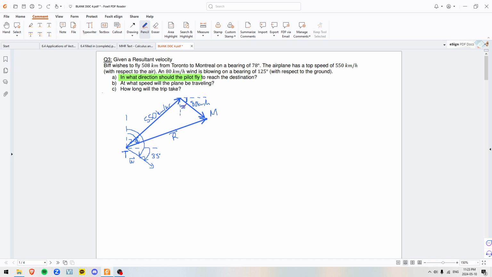Let's see, what else do I know? If this is 55, then a piece of this right corner is going to be 35 degrees, right? Another way you can say it is PLT, parallel line theorem. I know that this is going to be 35. And take a look. The vector from Toronto to Montreal has a bearing of 78, which means the angle to the horizontal is going to be 12 degrees.